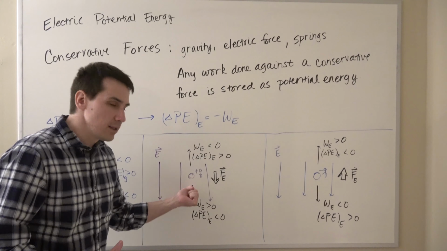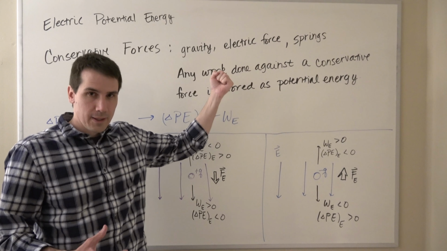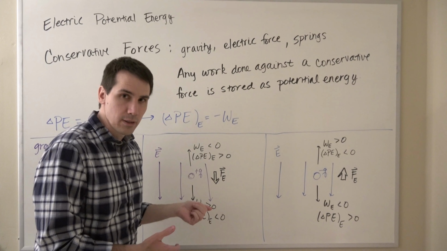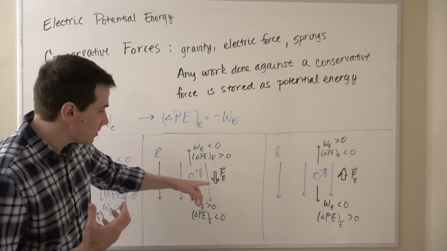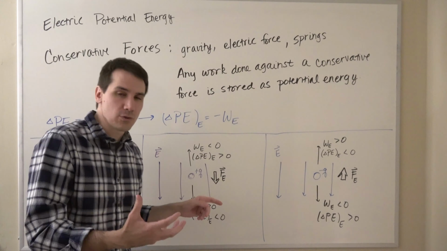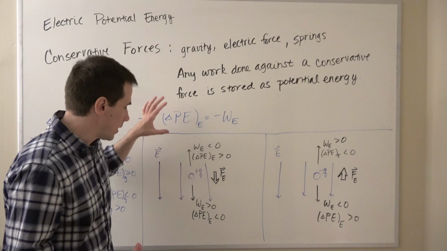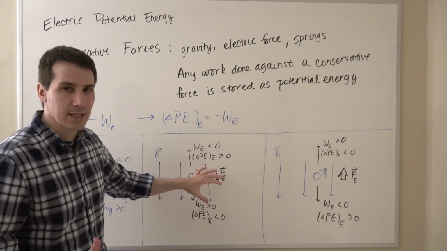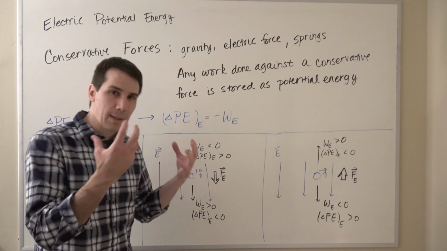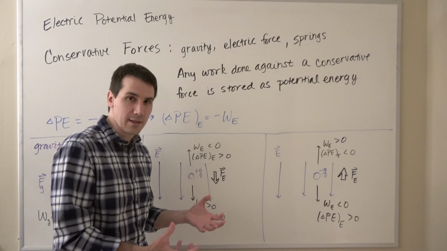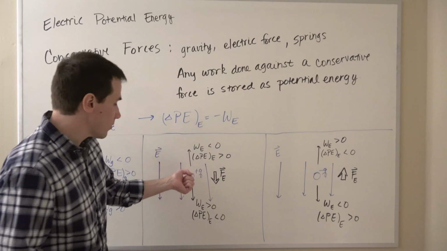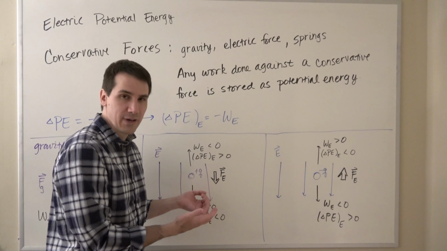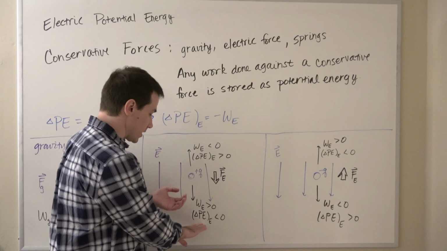Likewise, if I lift the particle, well, then the electric field is doing negative work, right? The force of the electric field is in the opposite direction of the displacement of the particle. The electric field is doing negative work, which means I am storing positive potential energy in the field. You can also think, well, imagine that I want to figure out how fast the ball is going to be going when it reaches this point.